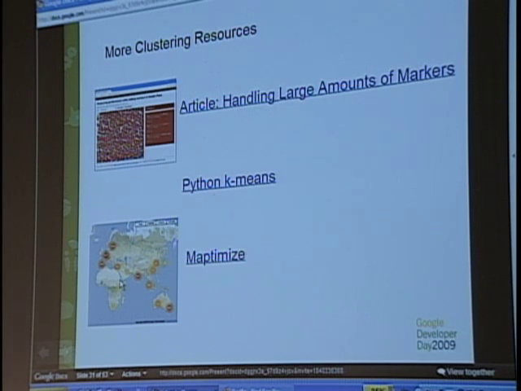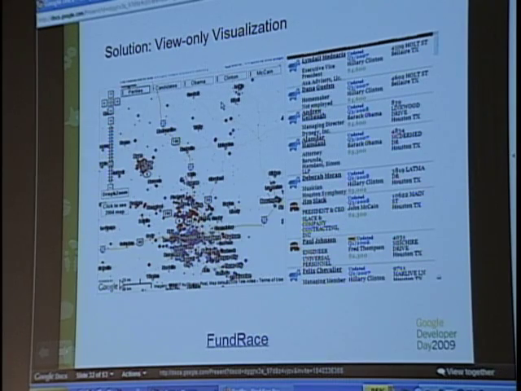So here's a few more clustering resources. There's an article that compares a bunch of solutions. There's some Python k-means code in case you want to do an algorithm. Maptimize is a hosted clustering offering. And so there you give them your data, and they'll go run it on their server and their database, and they'll just give you back some JavaScript to run on your site. And they will make you pay for it, but hopefully not that much. But everyone's got to make money some way.